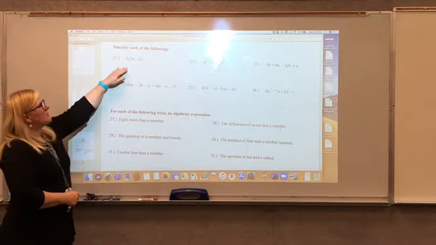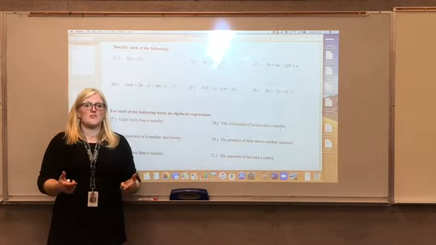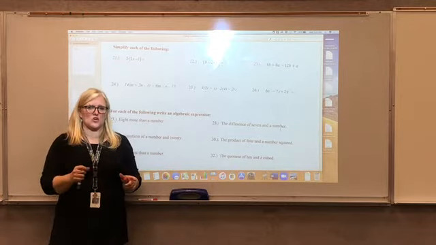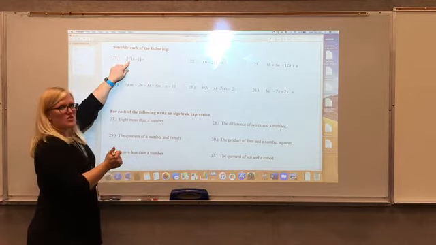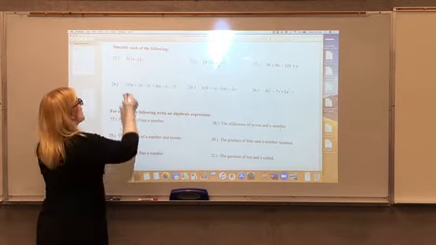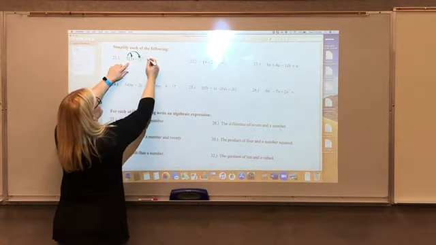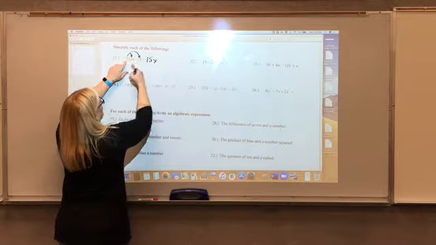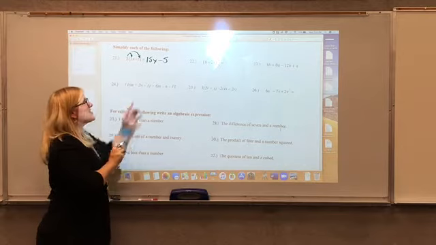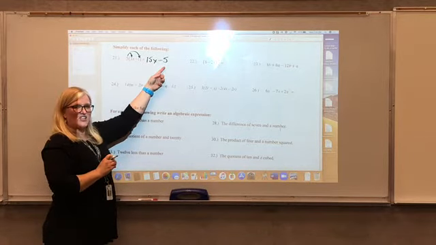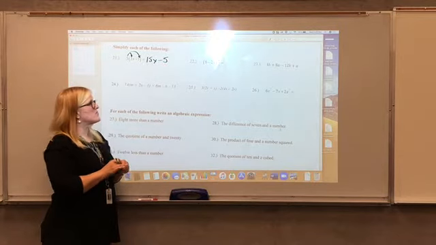Okay, so simplify each of the following. Hopefully you see that what we're going to be doing is using the distributive property and also combining like terms. Okay, so this first one, remember this number is right next to the parentheses, so that means we're going to multiply, which means distributing. So 5 times 3x is 15x, and 5 times -1 is -5. Okay, and that's it. I can't combine these because they're not like terms. This one has an x in it, and that one doesn't. Okay, so I can't combine those.